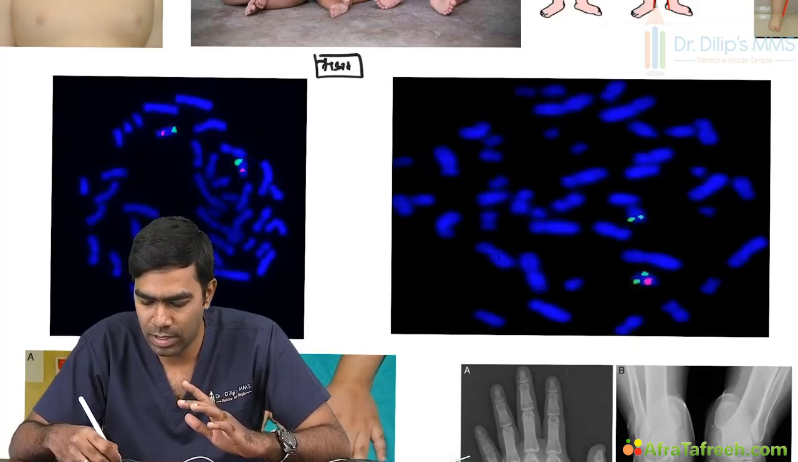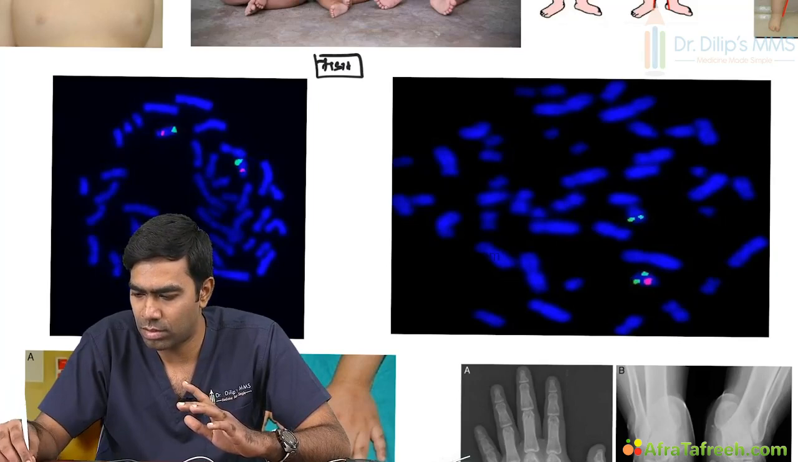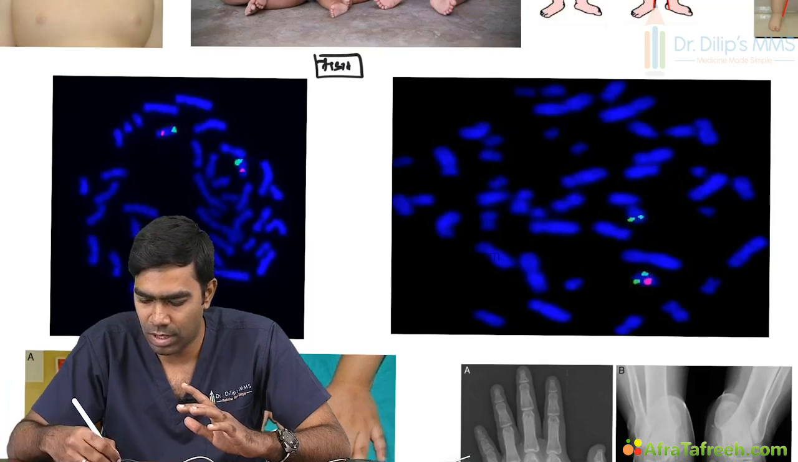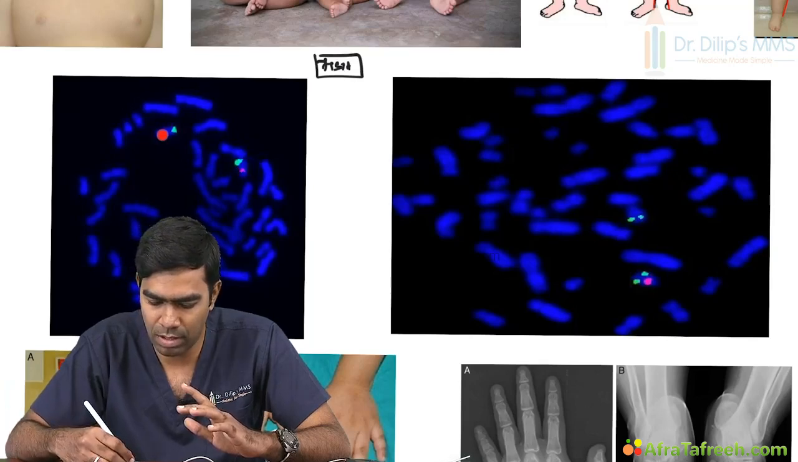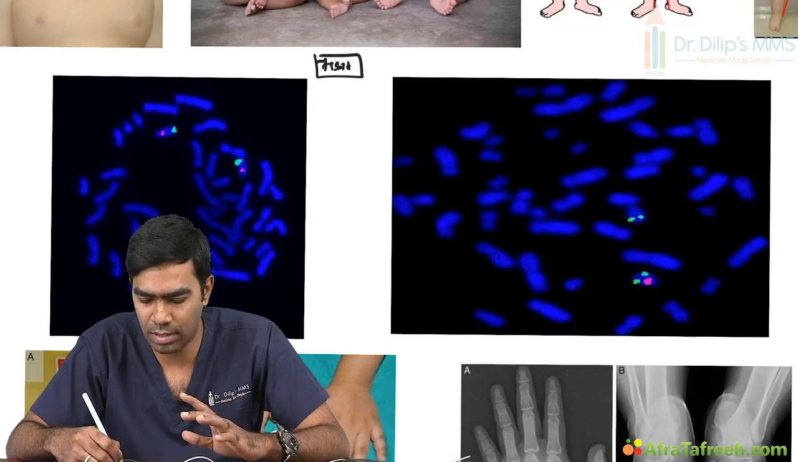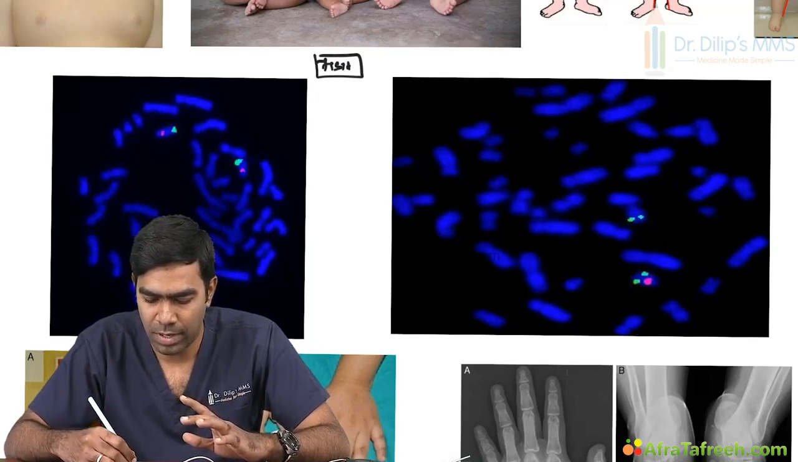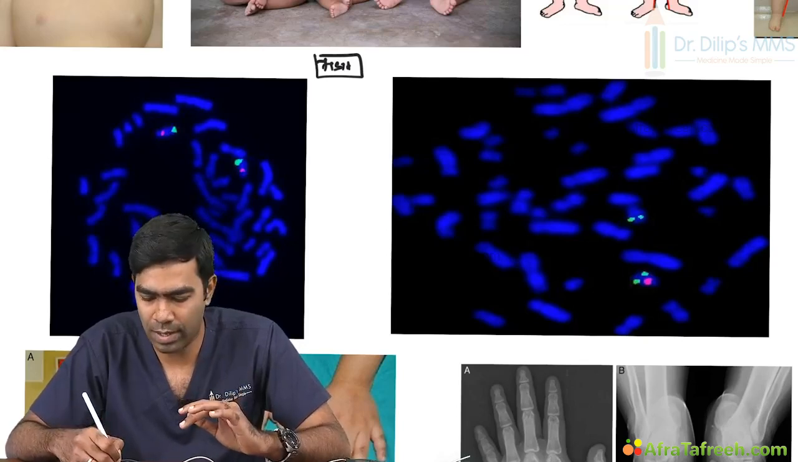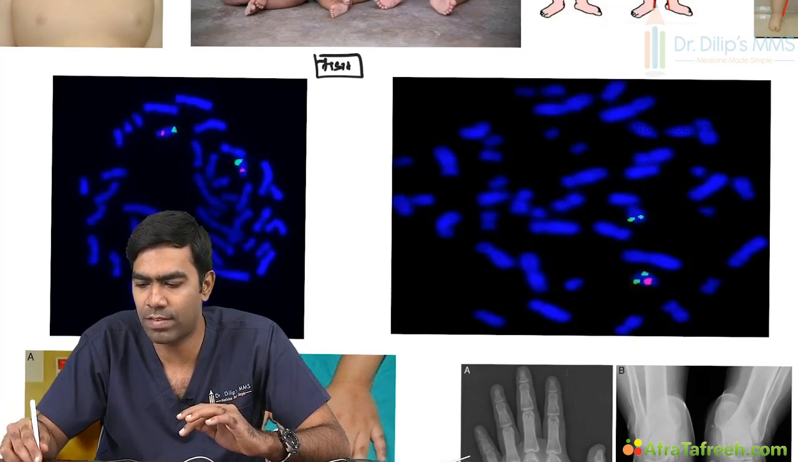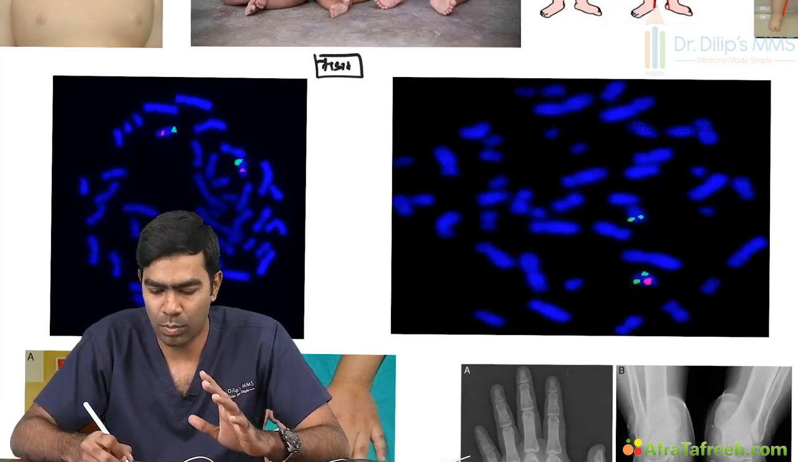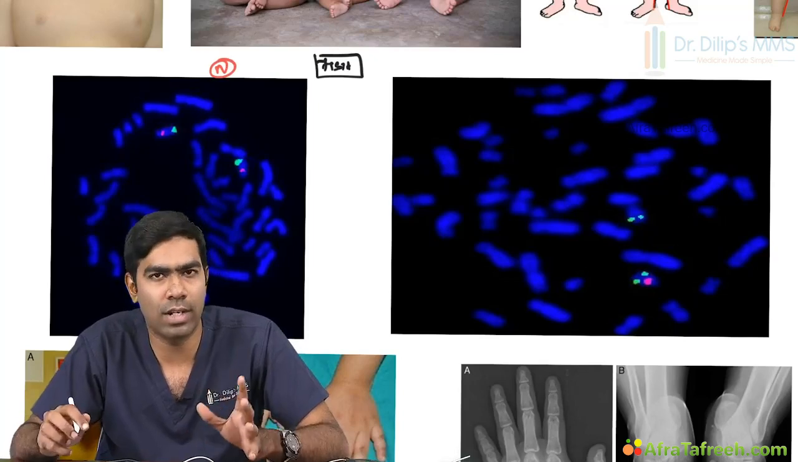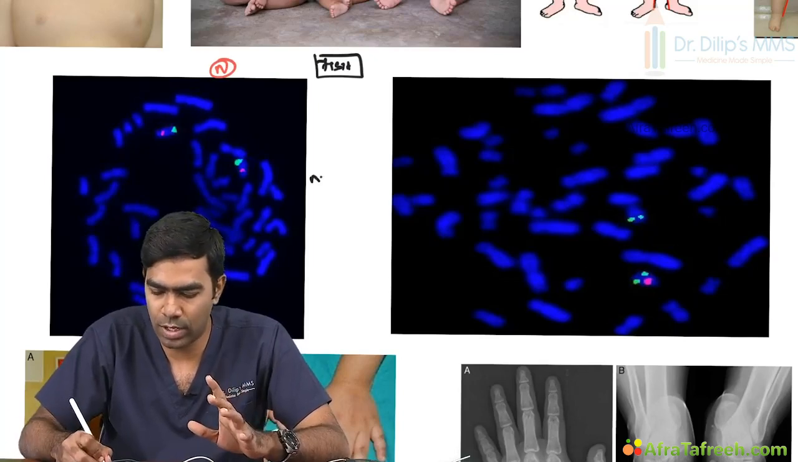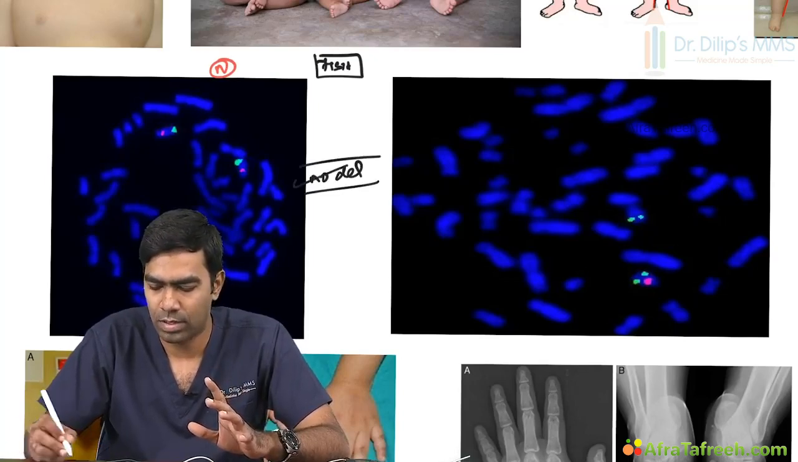And these are the two probes that I'm seeing here. That means this red dot I'm seeing in this metaphase chromosome is the 15q11-13 probe. And I'm seeing two probes, which means it's very clear that it's a normal one. So I can tell it's a normal one, which means there is no deletion or translocation here.